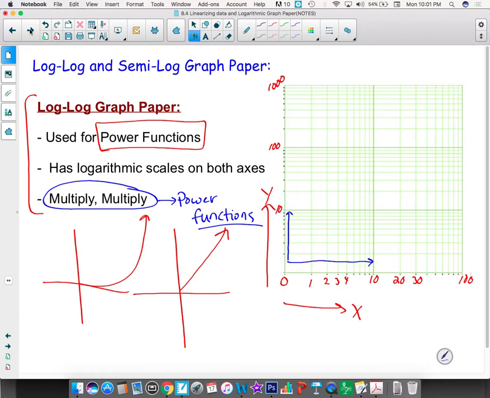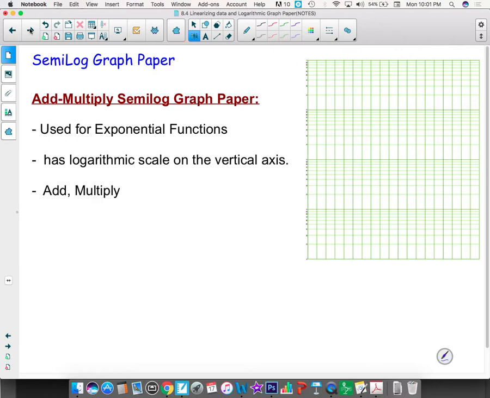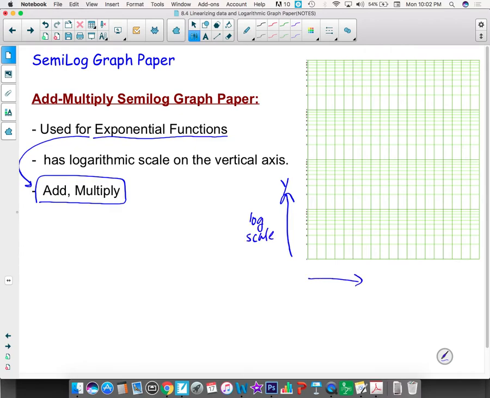Okay, the next type of graph paper is semi-log graph paper, and there's actually a couple of these. Okay, there's a couple different types of semi-log graph paper. This first one that we're looking at is used for exponential functions. Okay, and if you remember exponential functions, the pattern is add, multiply, all right? So you add your x's and you multiply your y's, all right? And it has a logarithmic scale on the vertical axis, okay? That would be your y. So that's a log scale on the y. And then it just has the normal scale on your x.